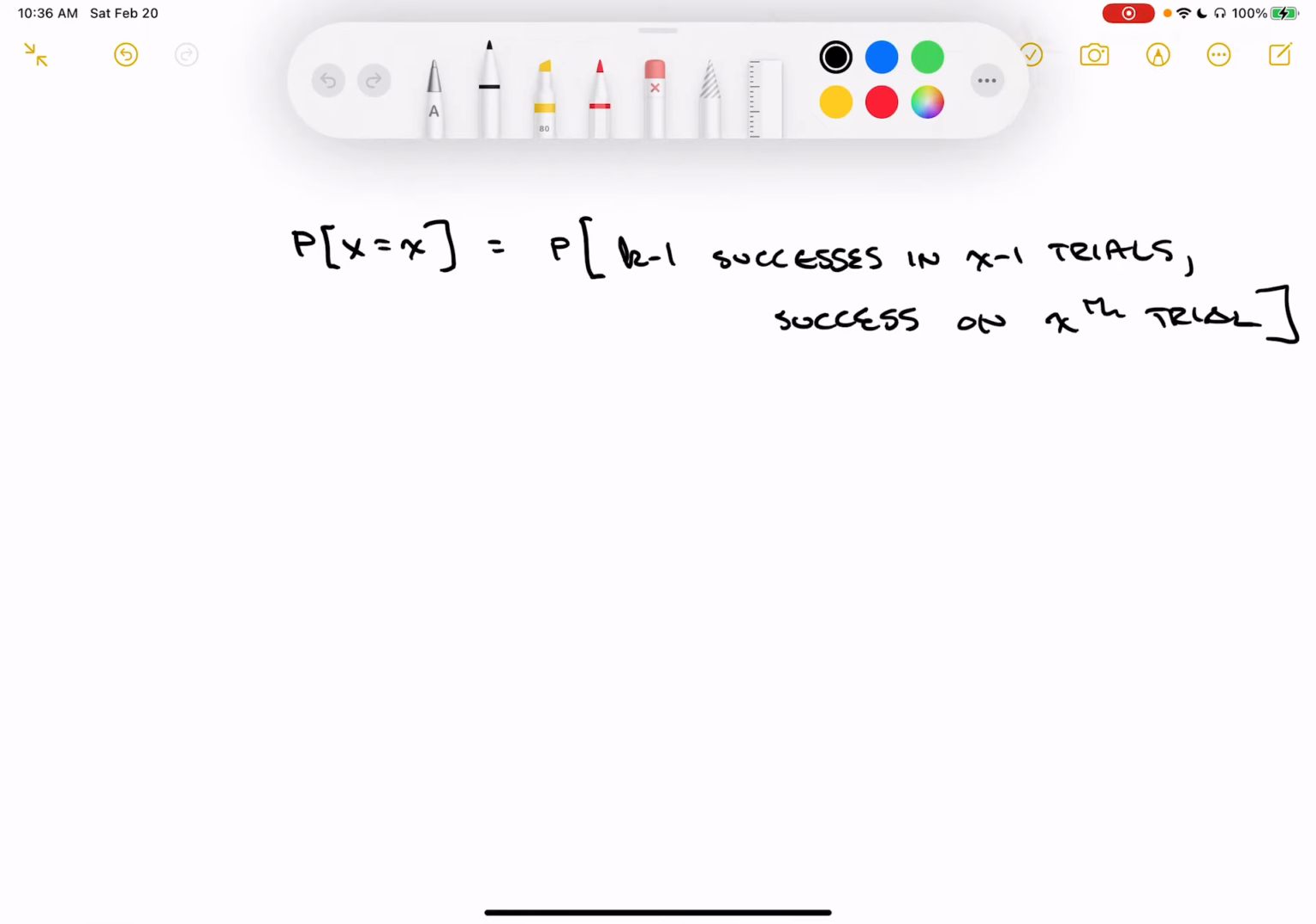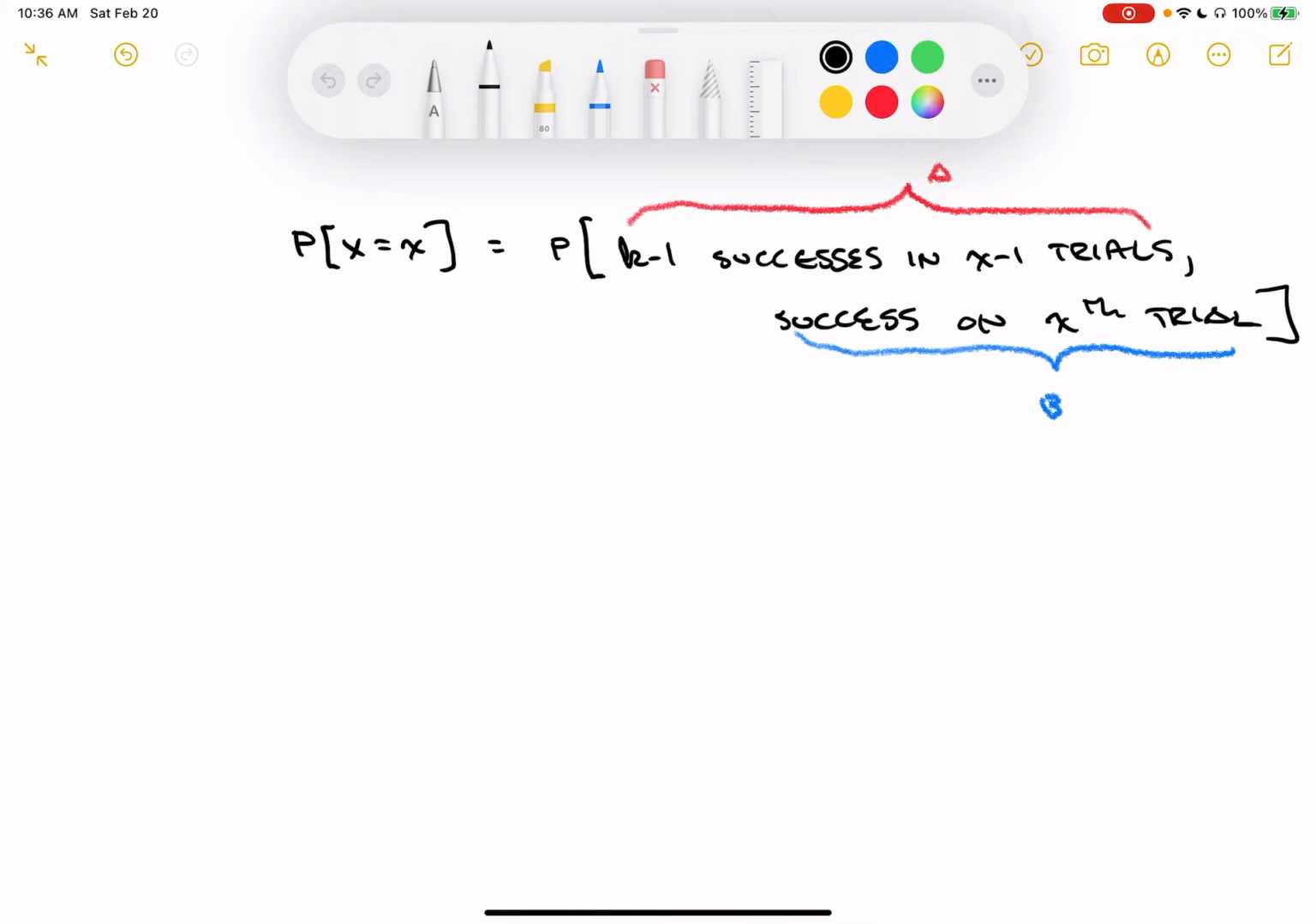I know how to get a success on a particular trial, and I know how to get k minus 1 successes out of x minus 1 trials. That was what we had looked at before for a binomial random variable. So if I go ahead and do that, I'm going to call this first part up here something like A, and this part down here B.